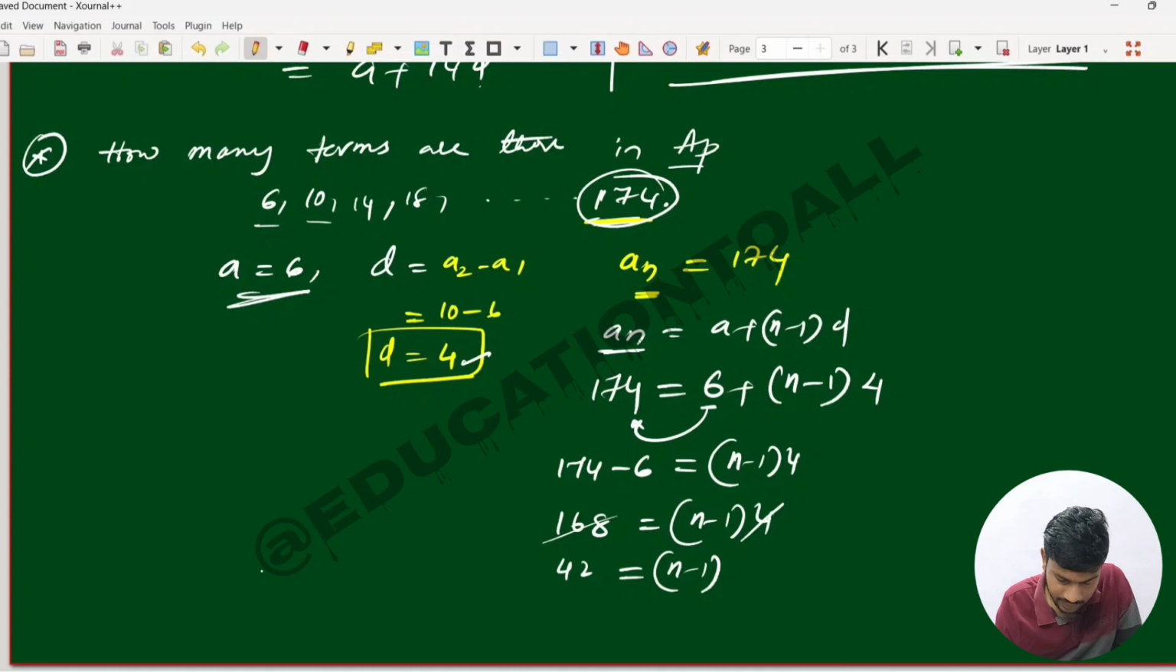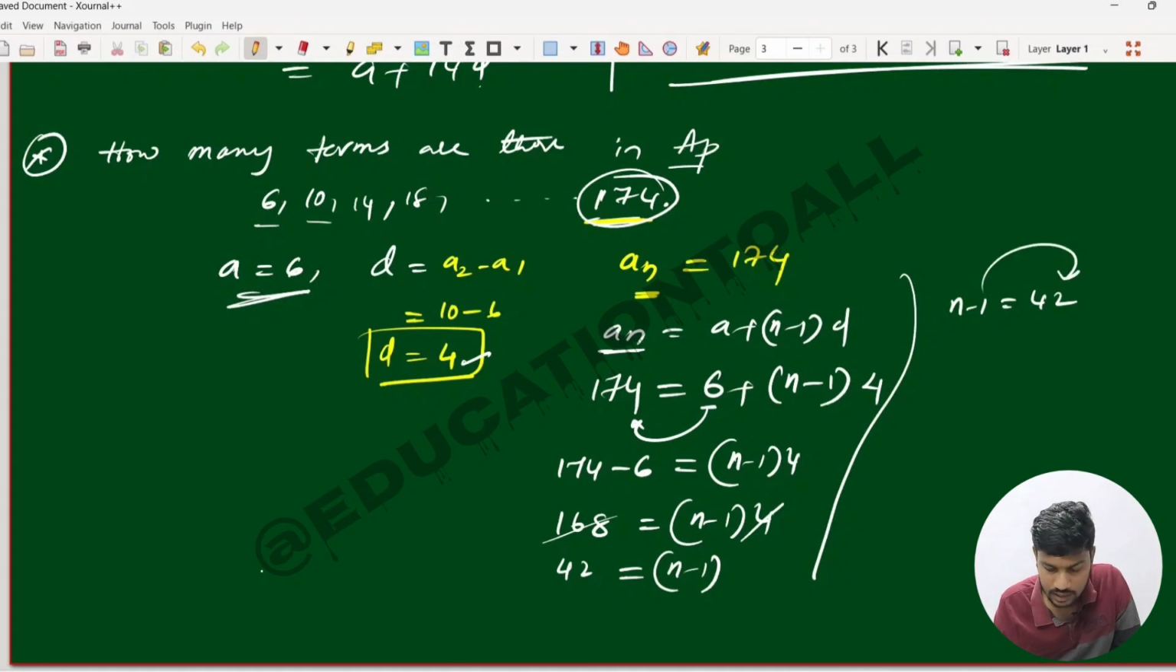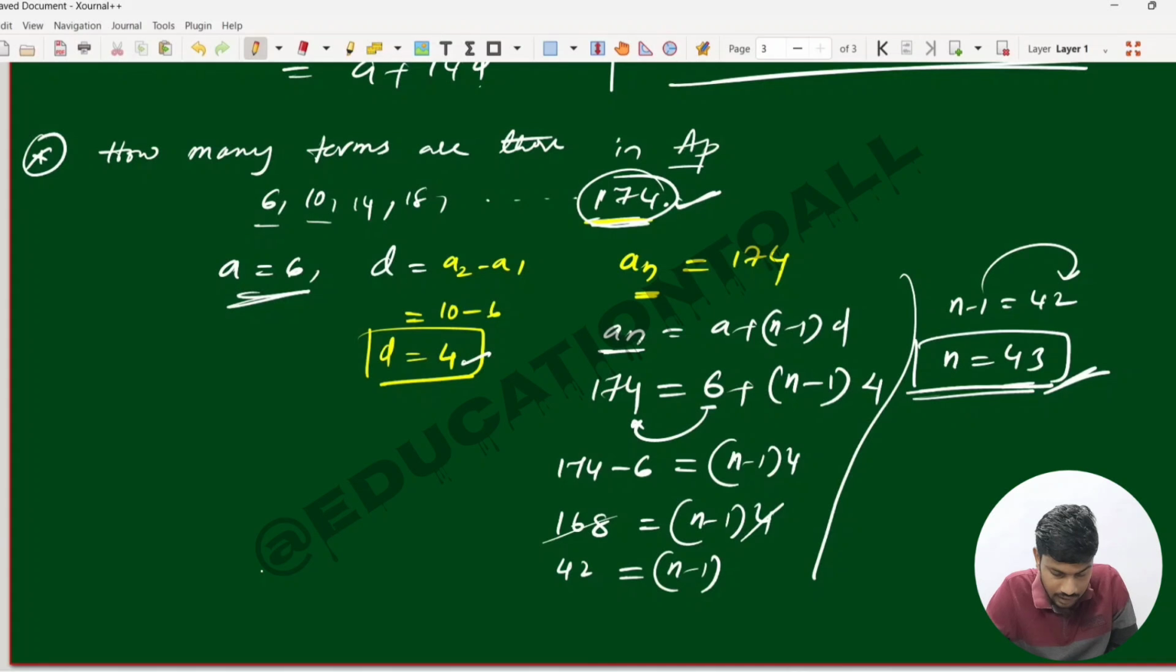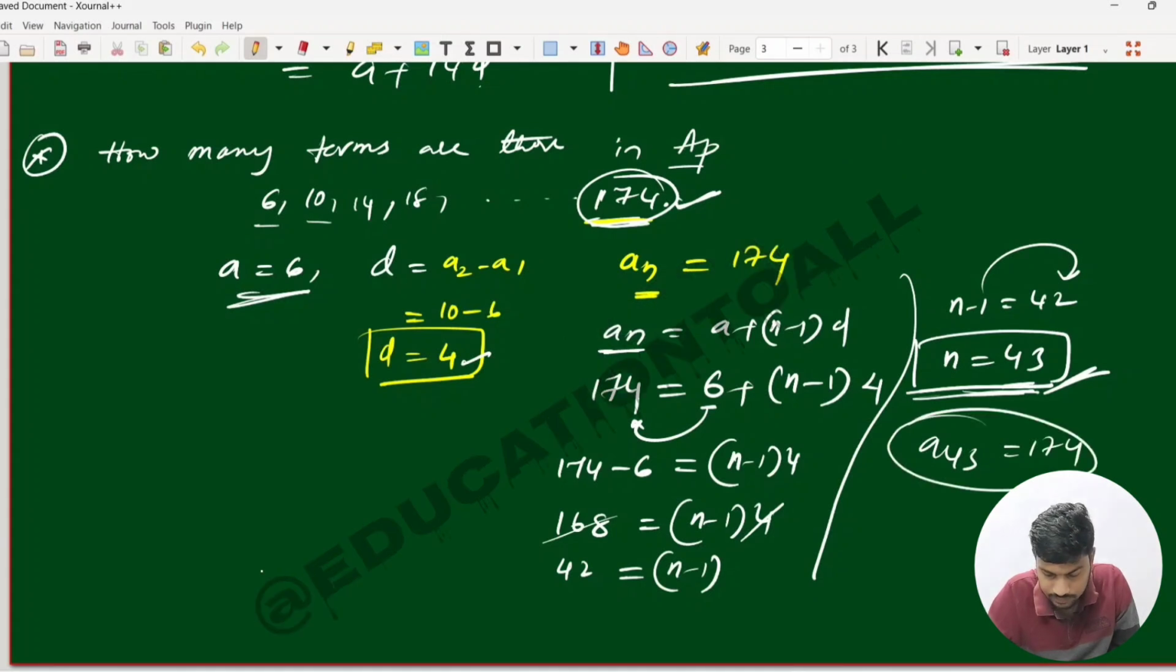And here we need to find the n value. So therefore n minus 1 is equal to 42. If 1 goes to the opposite side, n is equal to 43. So therefore from here I can conclude very surely there are 43 terms in the given arithmetic progression, where a43 is equal to 174. Therefore this is our required answer.